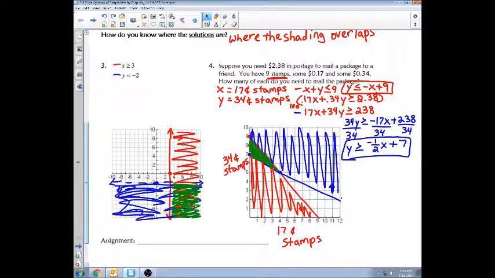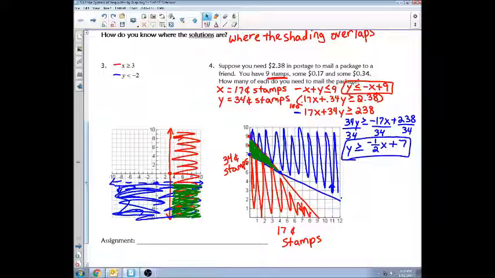So I would need, if I had 7 34-cent stamps, then I would not need any 17-cent stamps. But if I only had 5 34-cent stamps, then I would need 4 17-cent stamps. That would be how you would read that. So you could figure out exactly how many of each type of stamp you would need in order to be able to send your package to your friend.